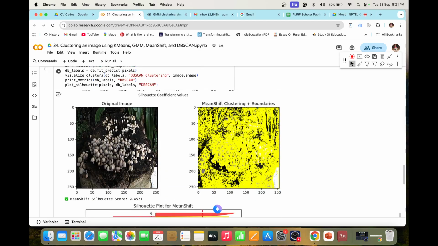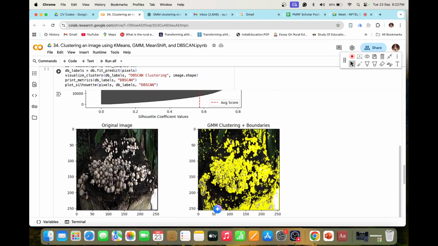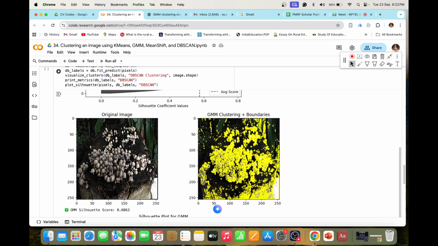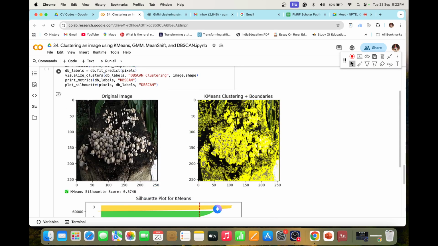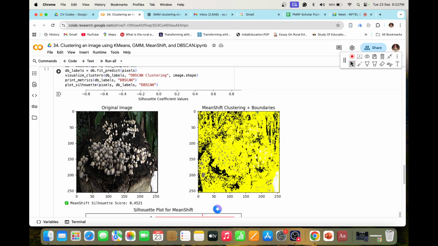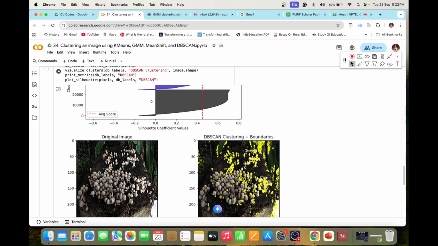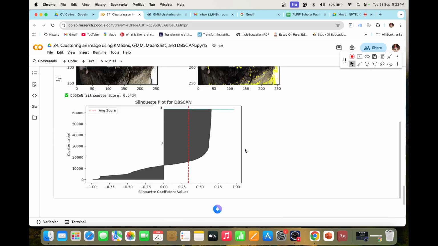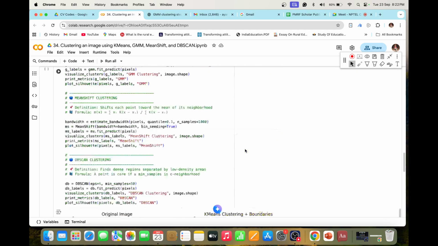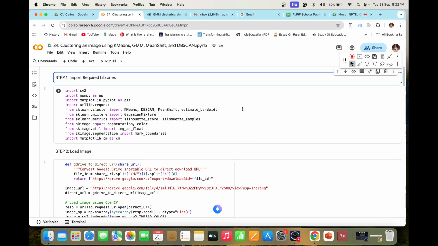This is regarding the mean shift clustering. You can clearly see K-means clustering is good. GMM clustering is actually more accurate than your K-means clustering. Mean shift plus bounded, this is not so good. And then we have DBSCAN. Again, DBSCAN is not performing that good. So this is regarding the 4 clustering algorithms and the results. You can just copy the code to your drive, run this code and get the results.